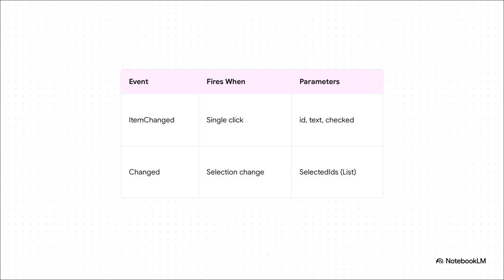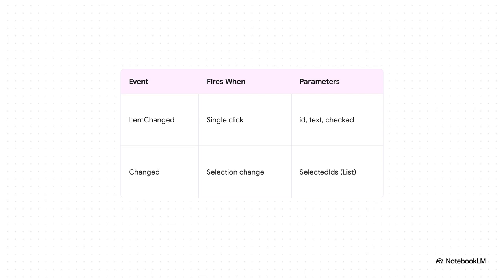So the crucial point here is understanding the 2 primary events we have available. The component essentially gives you exactly what you need, so you can decide which event actually fits your app's logic best. First up, we have the item changed event. This one fires whenever a single toggle is clicked. It passes you the specific ID of the item, its text, and a Boolean telling you if it's now checked or unchecked. This is absolutely perfect for instantaneous granular actions. Think of like immediately saving a single privacy preference right to your database.